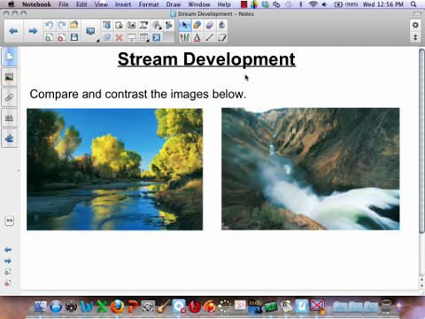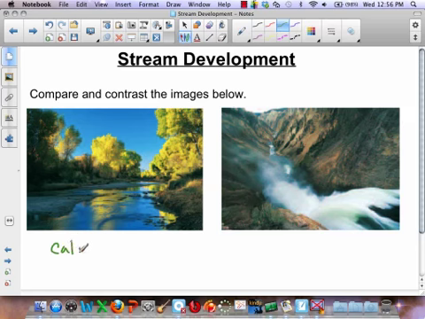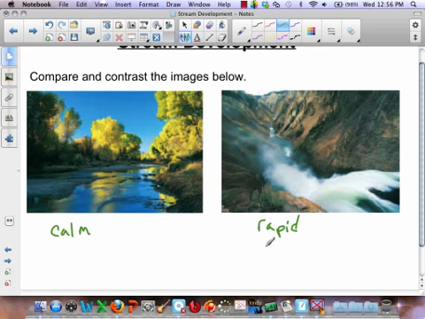All right. Oh, good. Tanner has something to share. The one on the left is very calm and easy flowing, and the one on the right is pretty rapid. Okay, so let's write that down: calm versus rapid. Okay, Coleman? The one on the right has a steep slope. Okay, so this one is definitely steep, and this one is like no slope, very flat.